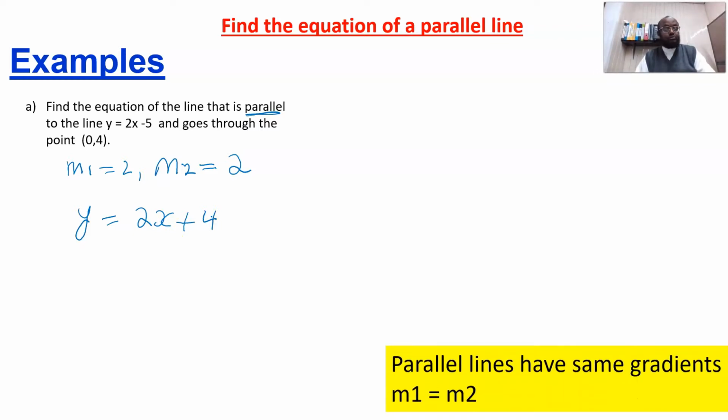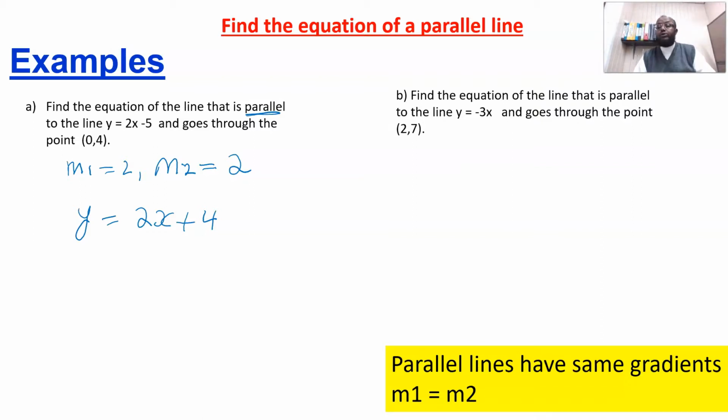Okay. So parallel lines have the same gradient, that's the rule. This is another one. Find the equation of the line which is parallel to the line y equals minus 3x and goes through the point (2, 7). First things first, parallel lines have the same gradient. m1 is minus 3. Automatically, m2 is minus 3. Fine. Now, let's write down the equation and fill in what we have. So we have y equals minus 3x plus c.